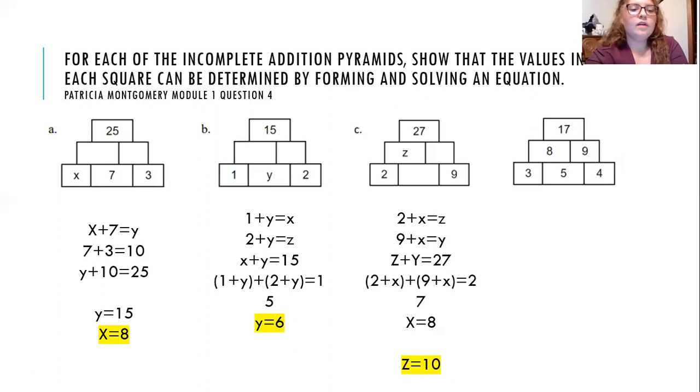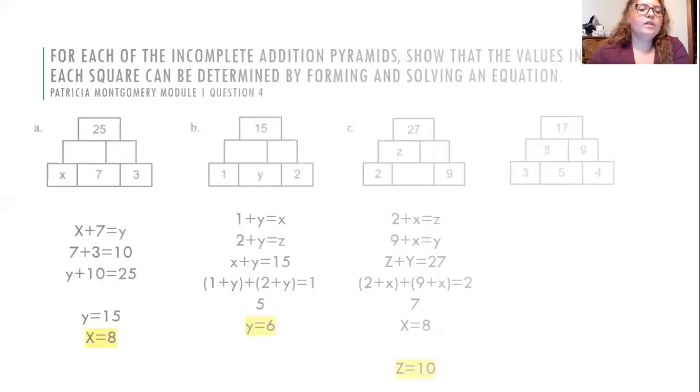So then we also know that X plus 7 is to equal this other blank. So I just put Y so that I would have a variable there in order to continue.